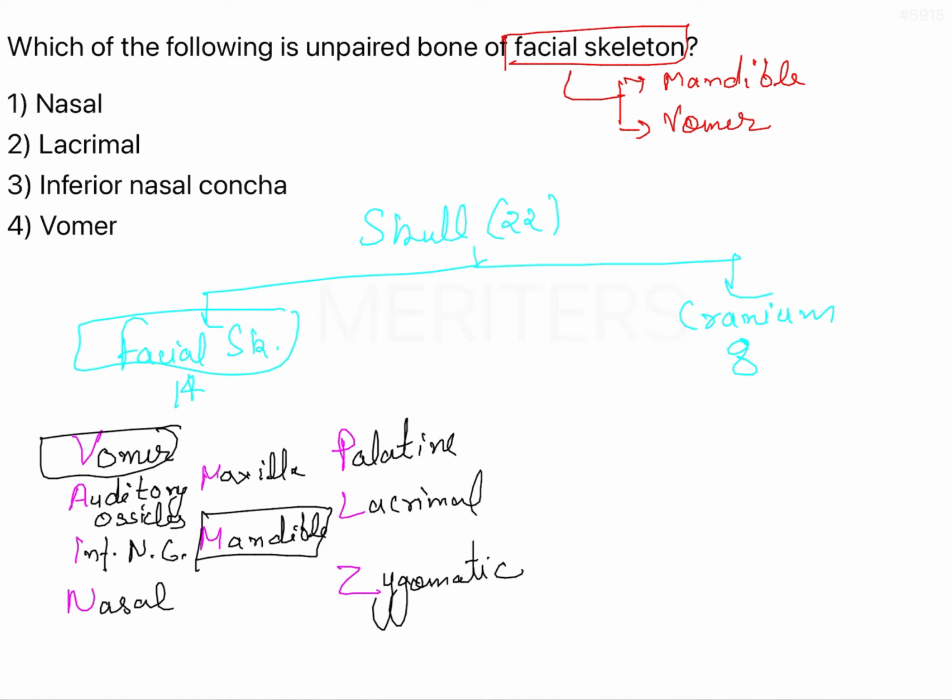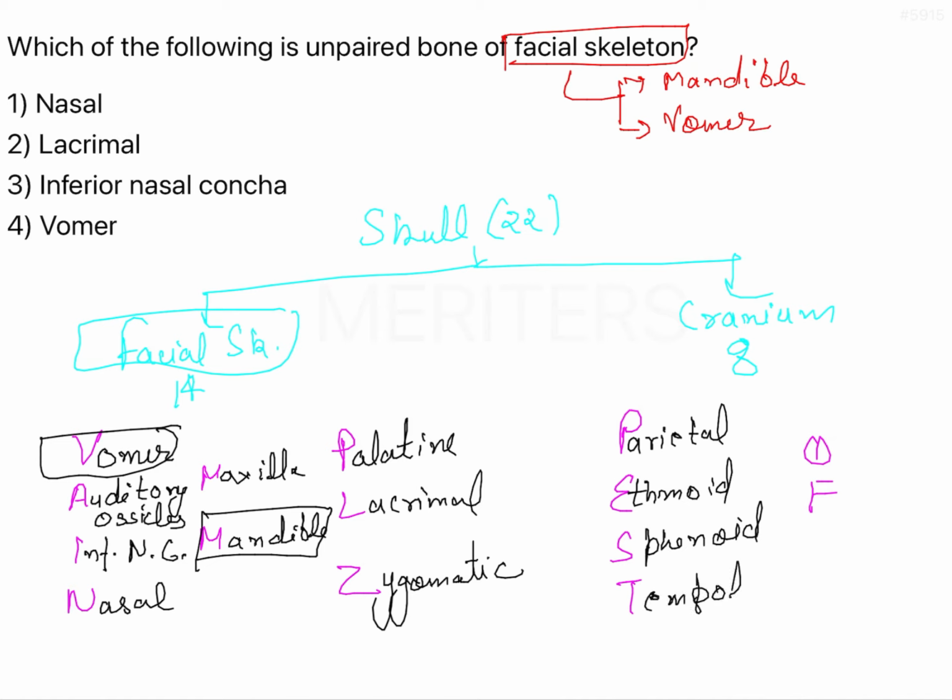In the same way, to remember the cranium, we have another mnemonic for the cranial bones, that is PESTOF: passed off. P is going to be your parietal, E is going to be ethmoid, S is going to be sphenoid, T is going to be temporal, then you have occipital, and finally you have frontal.